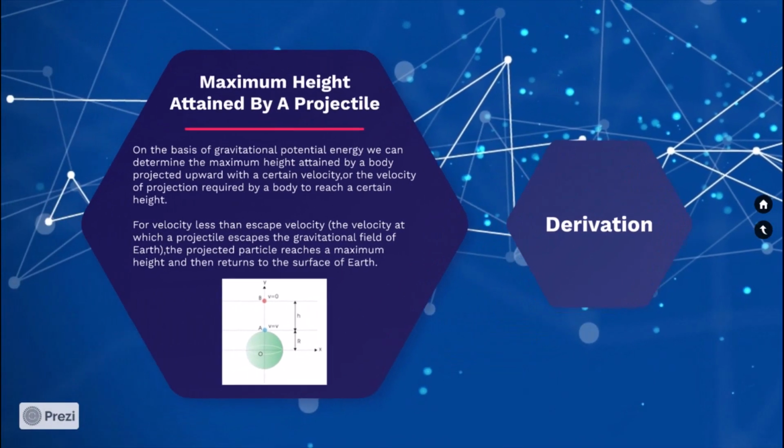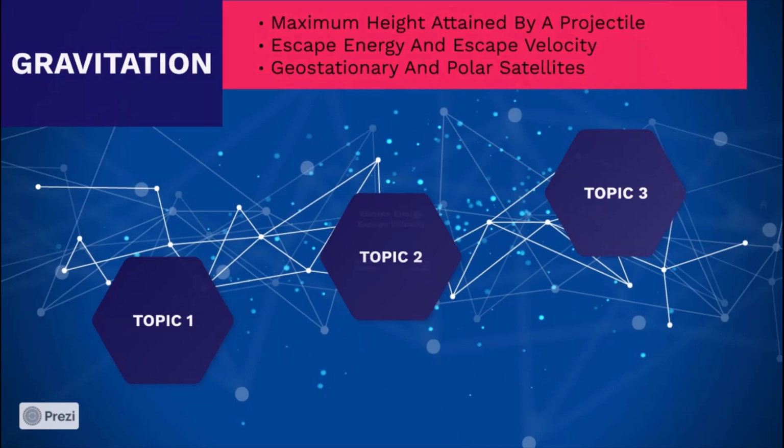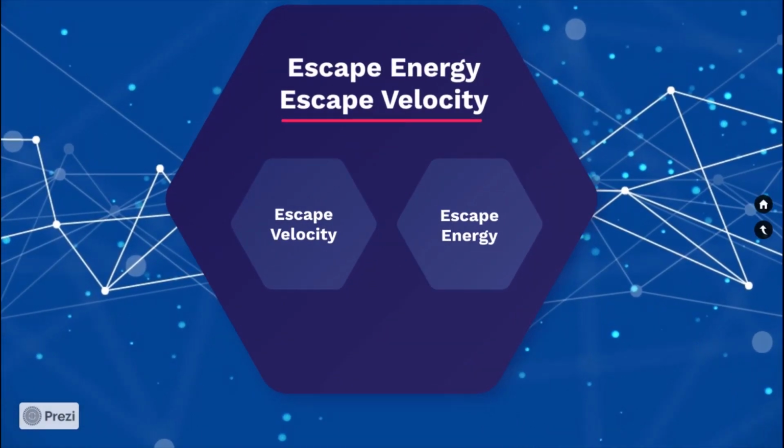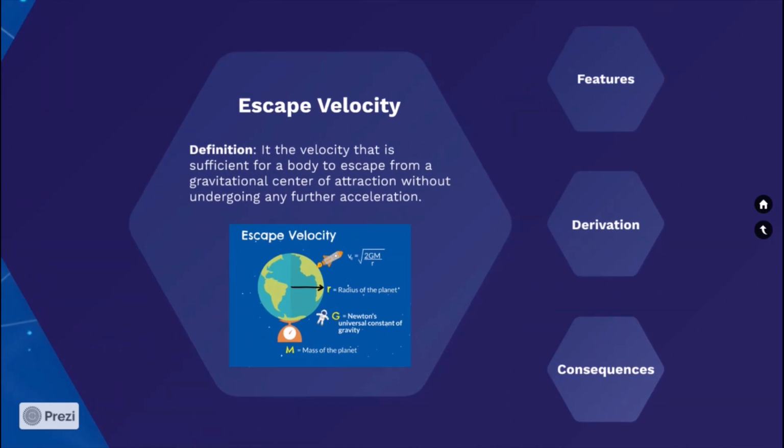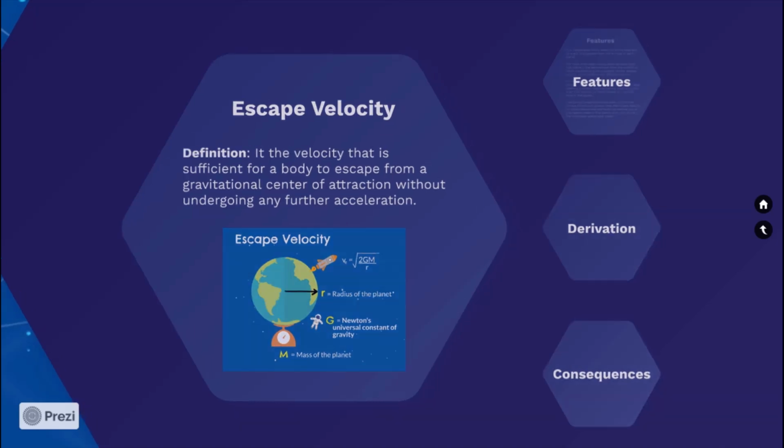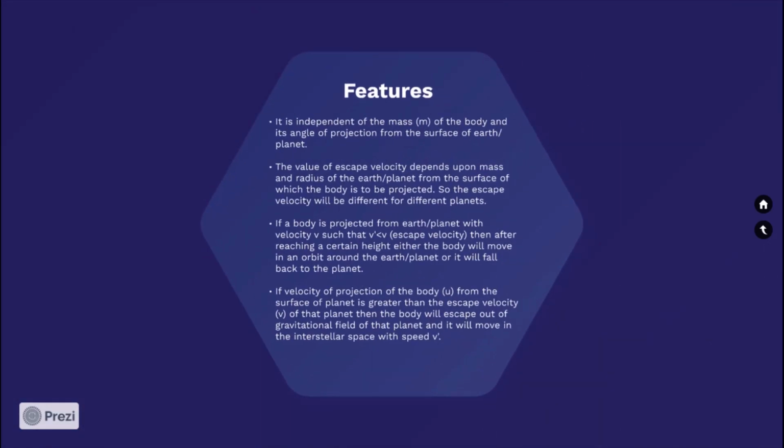Now I will be explaining the concept of escape energy and escape velocity and deriving the equation for the same. Escape velocity is the velocity that is sufficient for a body to escape from a gravitational center of attraction without undergoing any further acceleration. Next, the features of escape velocity are as follows.